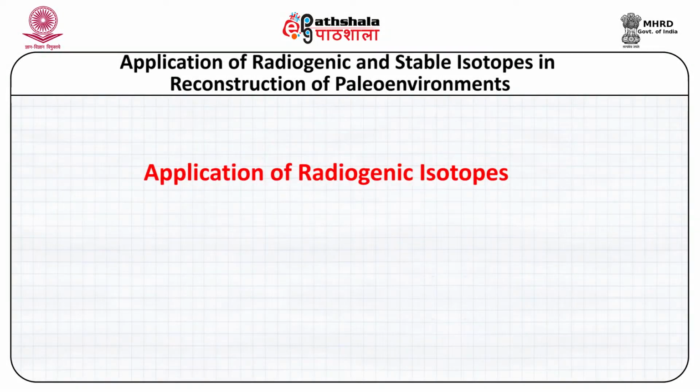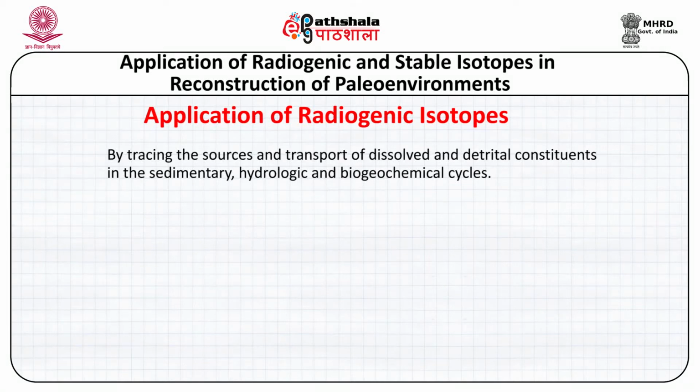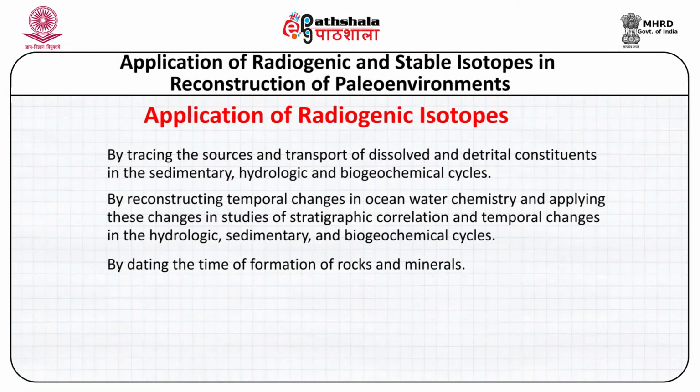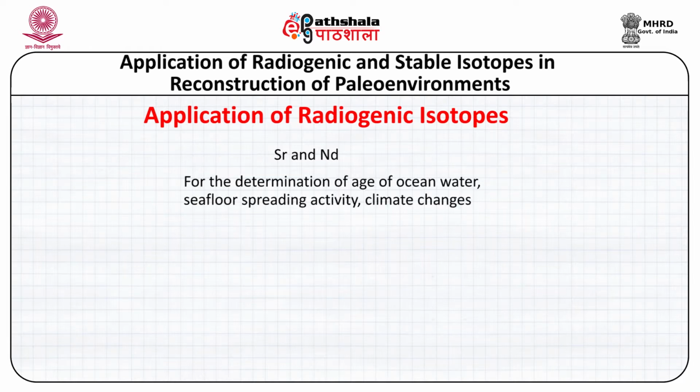Now, as I have already discussed, where and why do we apply radiogenic isotopes? We apply them for tracing the source and transport of dissolved and detrital constituents. We also apply them for reconstructing temporal changes in ocean water chemistry, for stratigraphic correlation, for temporal changes in hydrologic, sedimentary and biogeochemical cycles, and for dating the time of formation of a rock and mineral. Among the different radiogenic isotopes, the two most important that we use in the sedimentary column are strontium and neodymium, and they are used in paleoclimatic study as well as the study of the age of the ocean water, seafloor spreading activity and other issues.